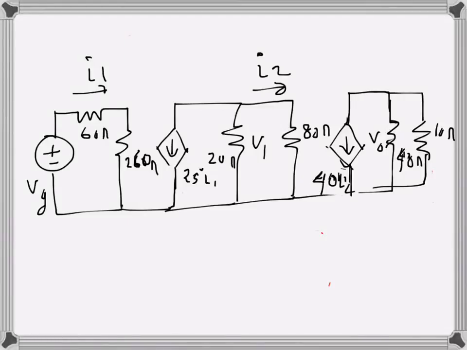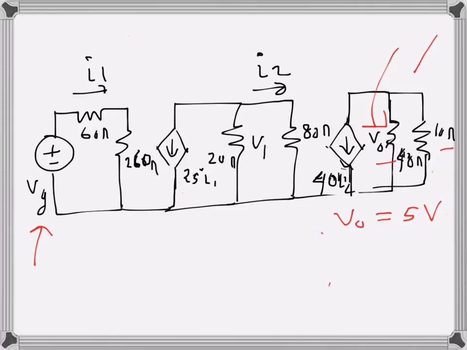For this circuit, the only information we have is the value of V0, which is the voltage across these two parallel resistances, 40 ohms and 10 ohms. V0 is given as 5 volts. We need to find the value of Vg.